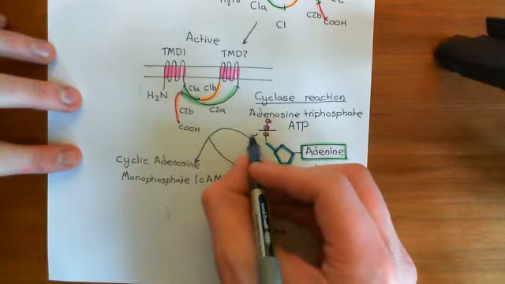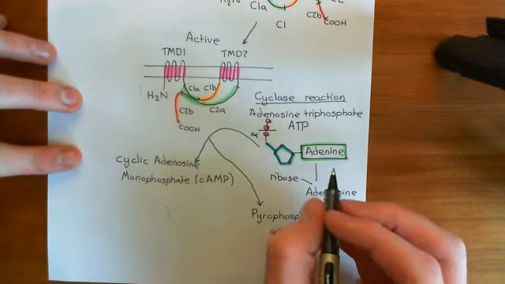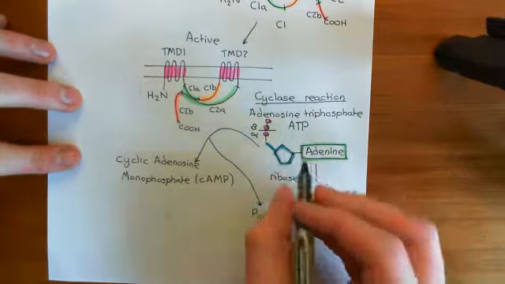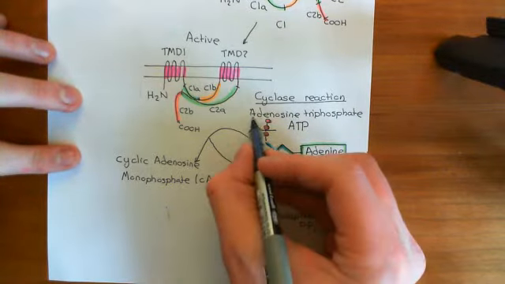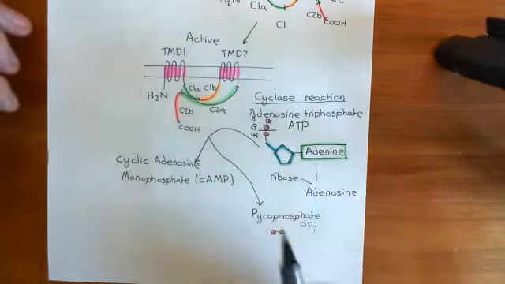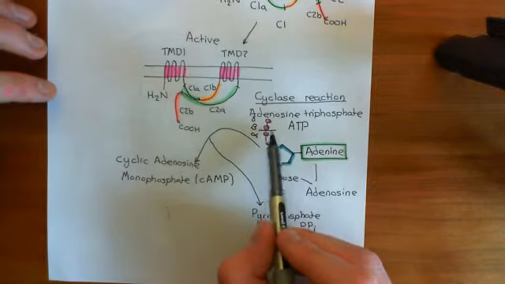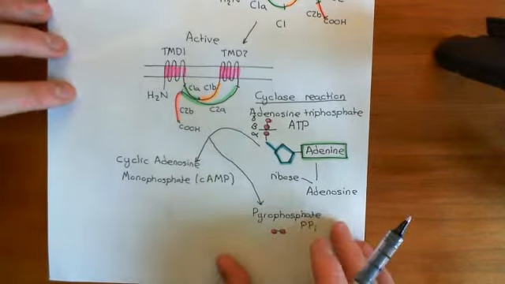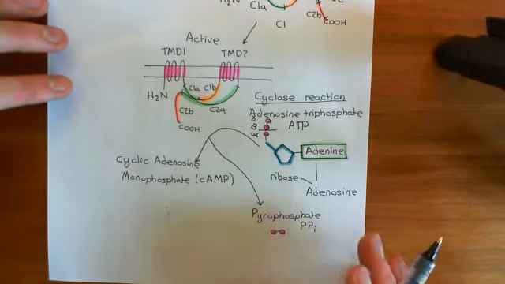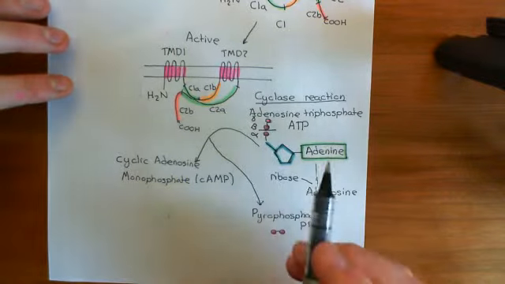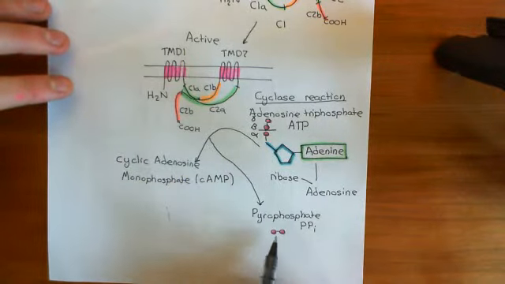And by the way, the phosphates of adenosine triphosphate are all given names. The first phosphate is called the alpha phosphate, the second phosphate is called the beta phosphate, and the third phosphate is called the gamma phosphate. So we're going to cut the bond between the alpha phosphate and the beta phosphate in adenosine triphosphate. That will give us a pyrophosphate molecule, which is the beta phosphate and the gamma phosphate coming off there.